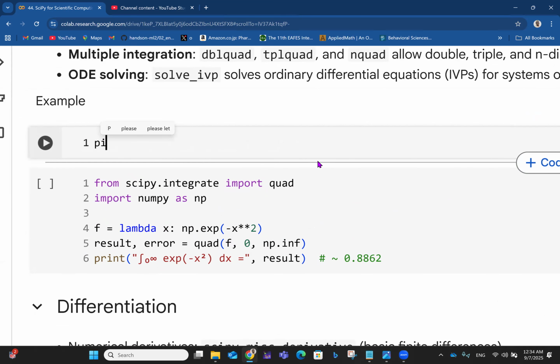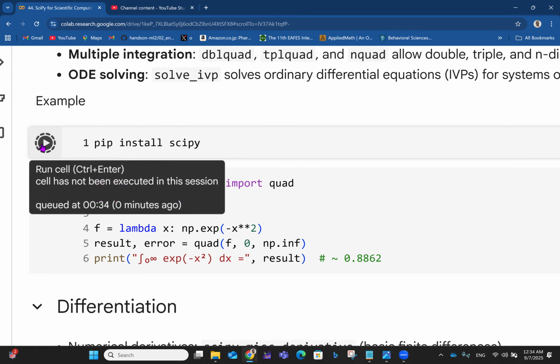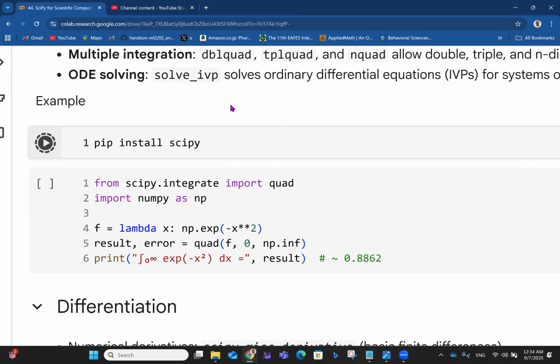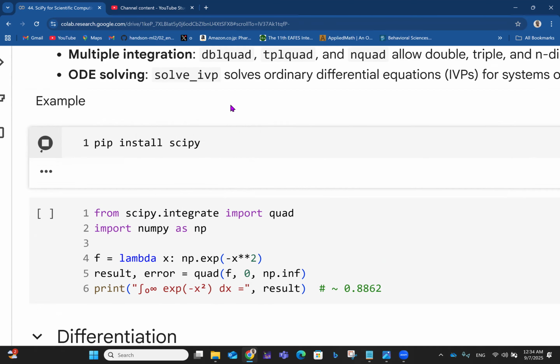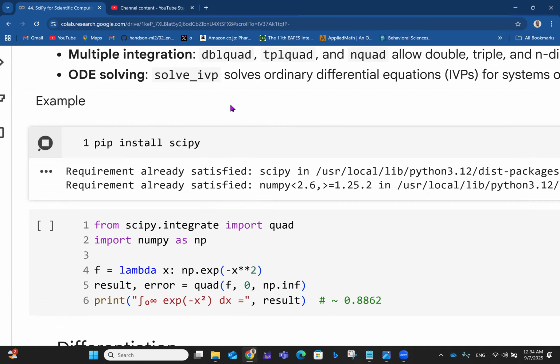So if you are using SciPy for the first time, you need to do pip install scipy. For any package at all, you do pip install that package. Of course, I already have it, so it's most likely going to tell me something like requirement already satisfied. But if you are doing it for the first time, it will take a bit more time, and the report is also going to be longer. So pip install scipy, and the requirement is already satisfied.